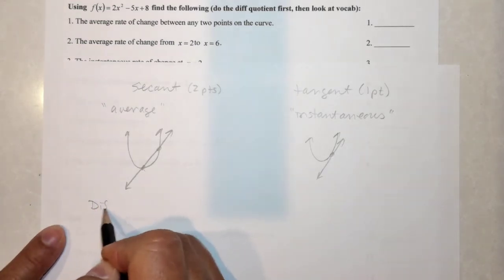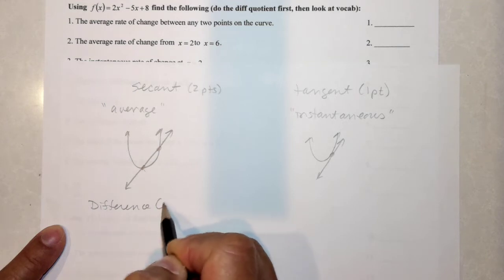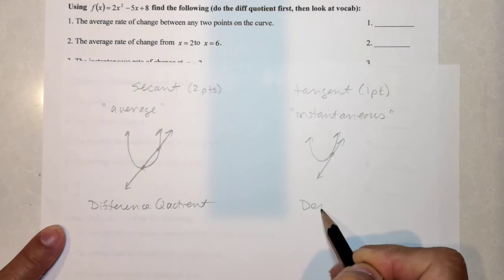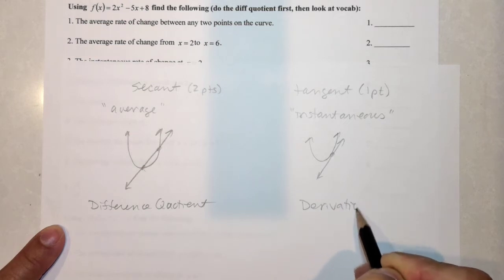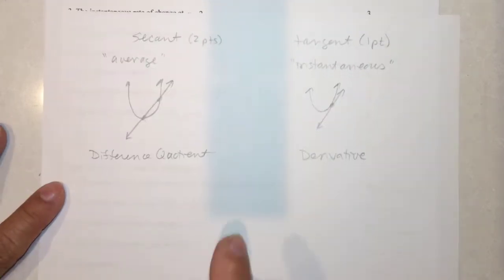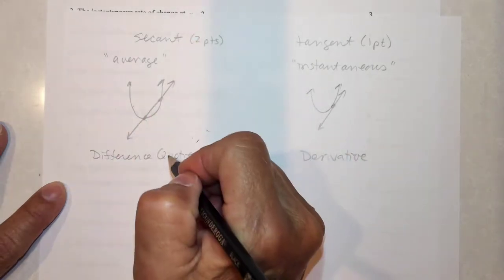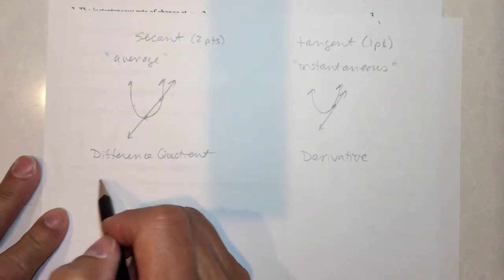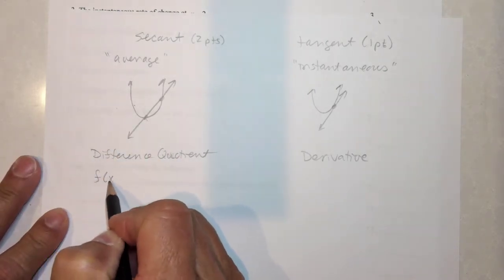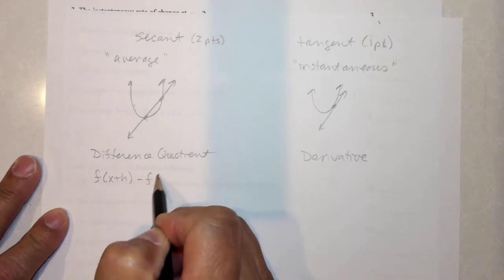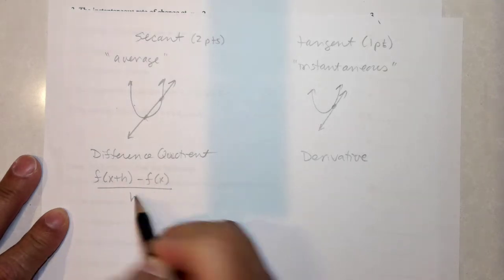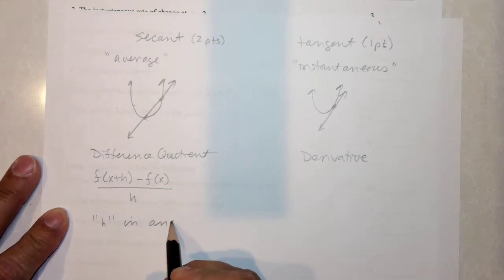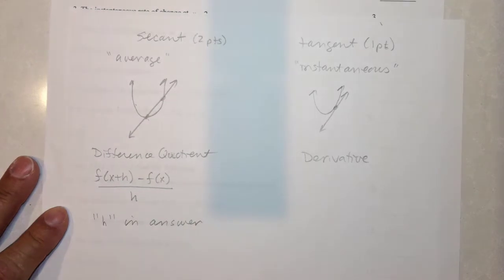Here we use something called the difference quotient. And here we use something called derivative to find information about that 1 point and the slope of the line of that 1 point, because we're always interested in the slope of that line. The difference quotient is the one where we're going to take f of x plus h minus the original function all over h. So this one's going to have an h in the answer. Anything that's asking about a difference quotient will have an h in the answer.